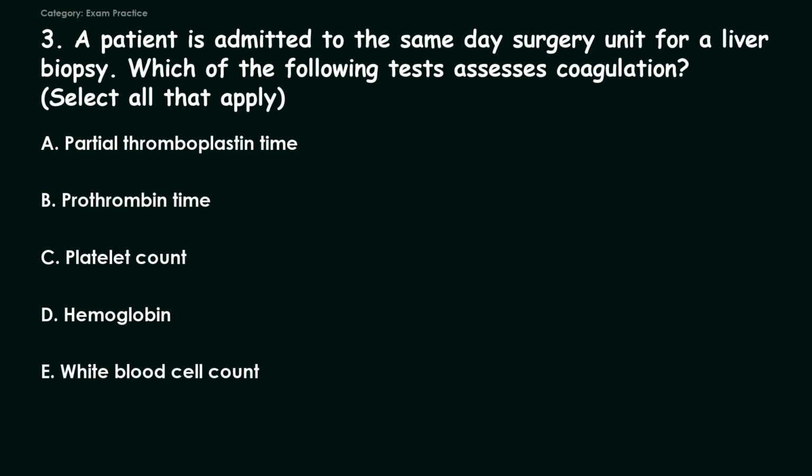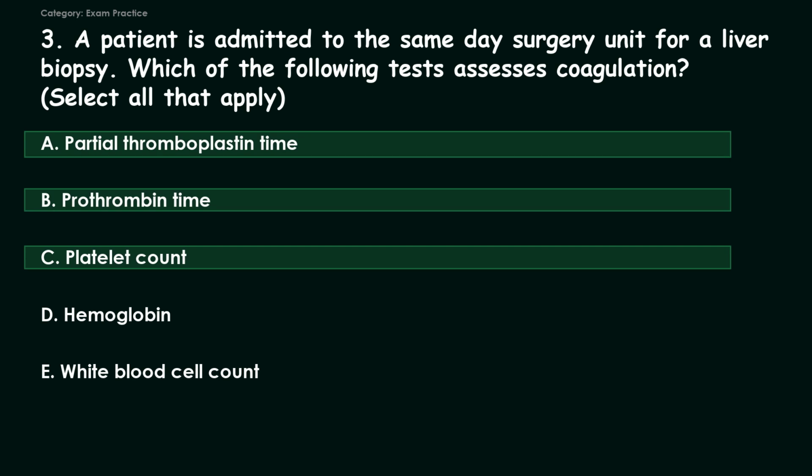Question 3. A patient is admitted to the same-day surgery unit for a liver biopsy. Which of the following tests assesses coagulation? Option A. Partial thromboplastin time. Option B. Prothrombin time. Option C. Platelet count. Option D. Hemoglobin. Option E. White blood cell count. The correct answers are options A, B, and C.